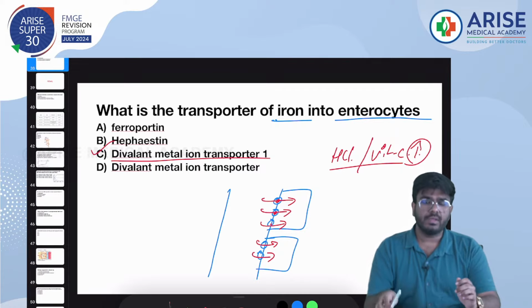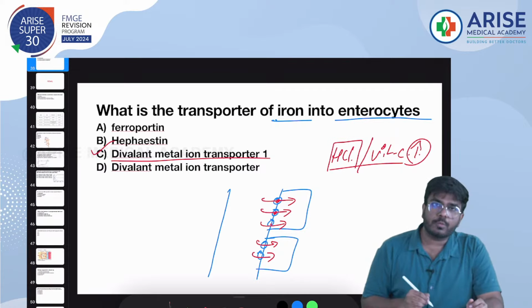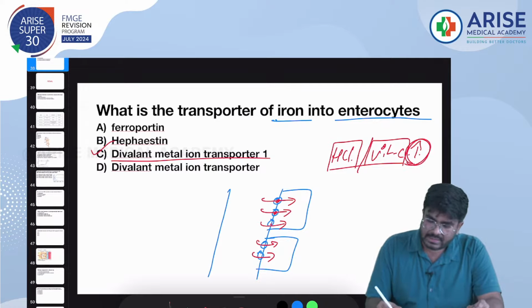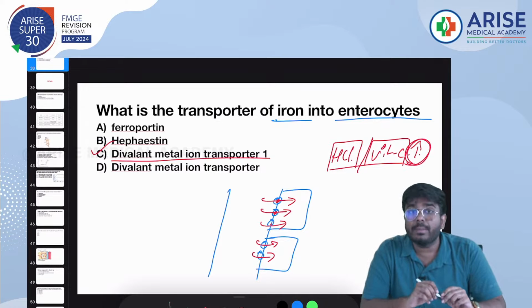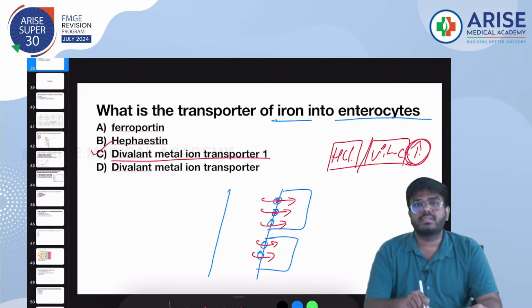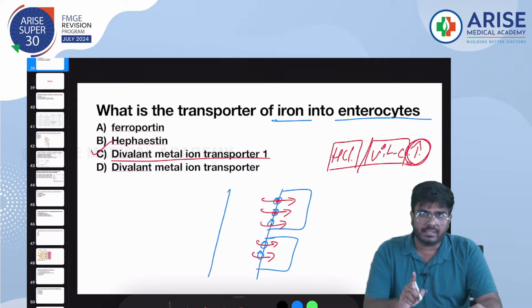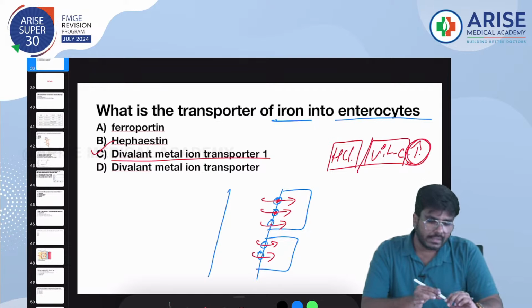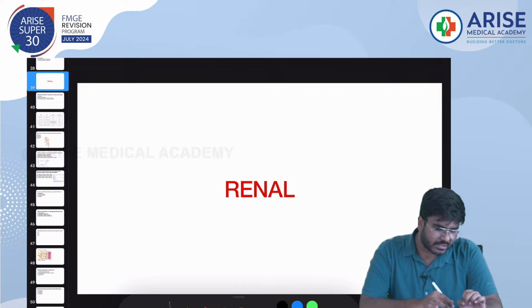Continue. So, what increases the iron absorption? Acid and vitamin C increase the iron absorption. Milk decreases the iron absorption, tea decreases it, antacids decrease it, phytates and tannates decrease the iron absorption. So these are the important things I want you to know in gastrointestinal physiology. Next, let's go to renal physiology.